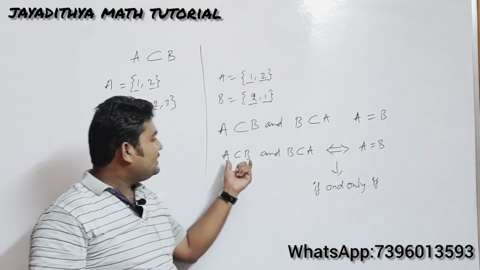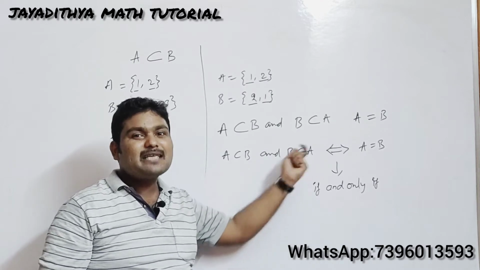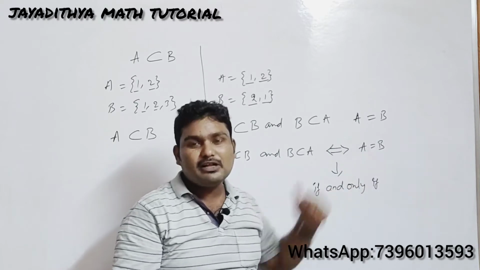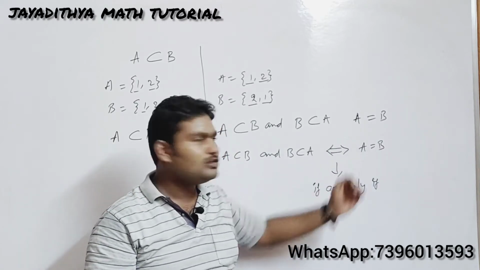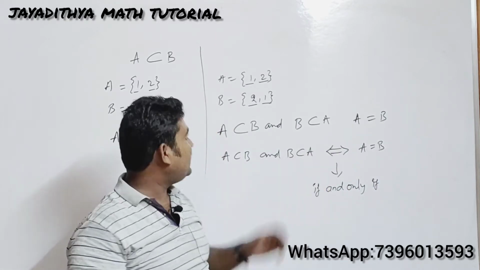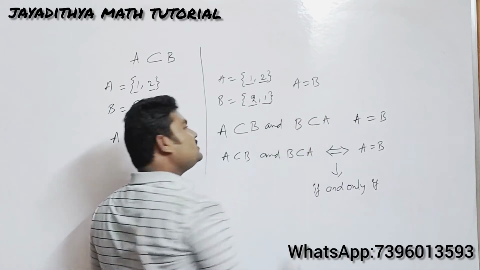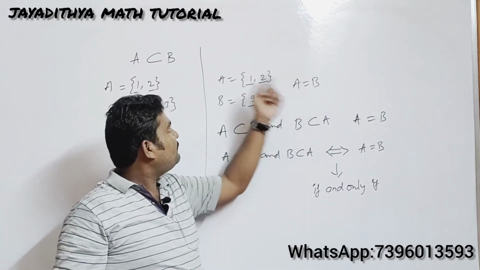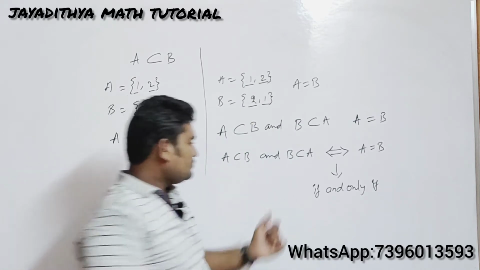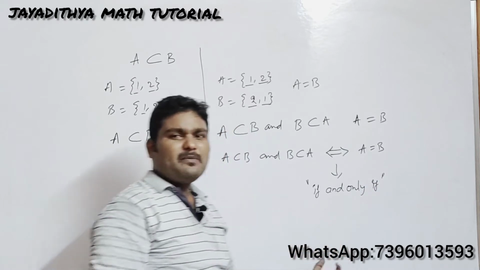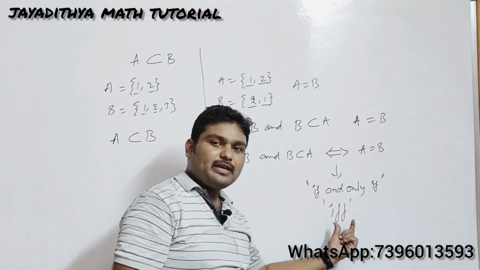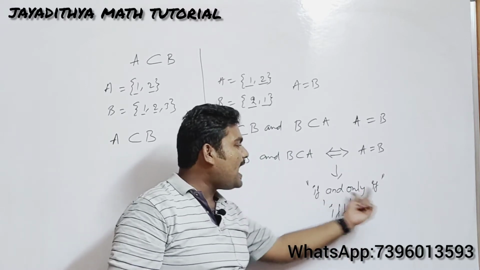So see here, A will be subset of B and B will be subset of A when these two conditions will be satisfied. If and only if A is equal to B, only if the sets are equal, then A will be subset of B and B will be subset of A. So here the sets are equal, therefore A is subset of B and B is also subset of A. Clear? And sometimes this complete statement can be written briefly as just IFF. So IFF is also having the same meaning, that is, if and only if.